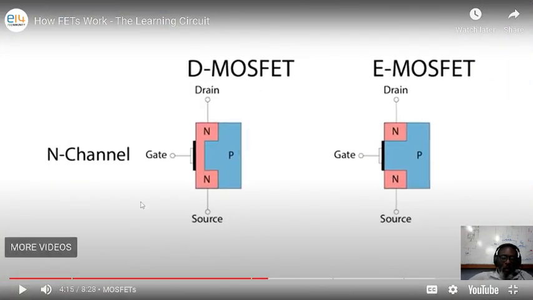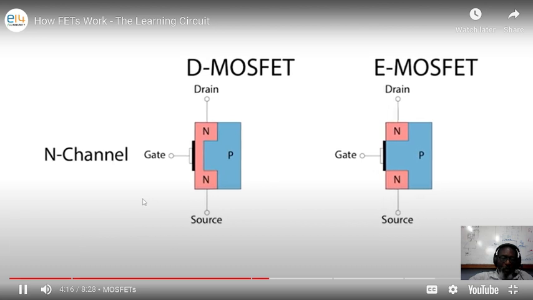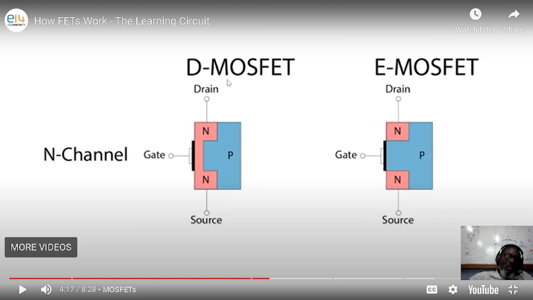The main difference is in their construction. JFET is the junction field effect transistor. So the MOSFET is a metallic oxide semiconductor field effect transistor. The D is for depletion and the E is for enhancement type. This is depletion metallic oxide semiconductor field effect transistor. This is enhancement type metallic oxide semiconductor field effect transistor.